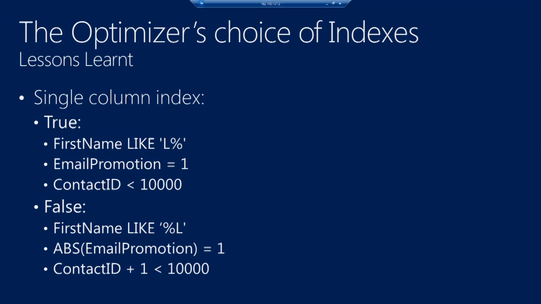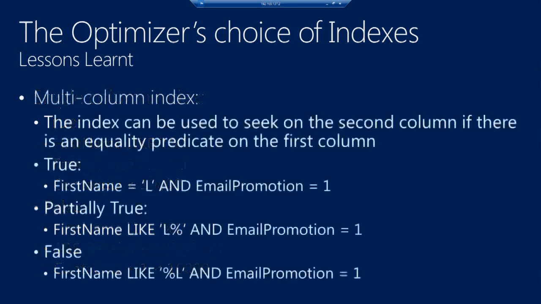Percentage L, you apply a function like a date function or an absolute function on the column on which you want to seek before the comparison. So you apply a function on the column before you compare with a predicate or a literal. That's the second one. You can't seek, you can only scan. And the third one, you're computing on the column, contact ID plus 1, before the comparison. So you can't seek on these 3 criteria, you can only scan. So the single column index is relatively straightforward, but yes, multi-column index is where it gets tricky.